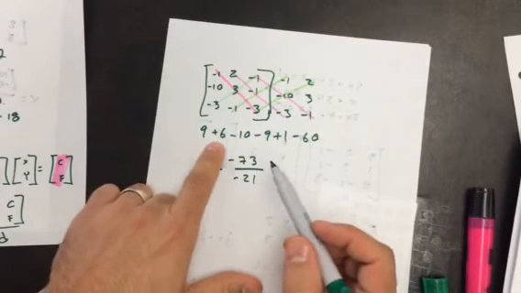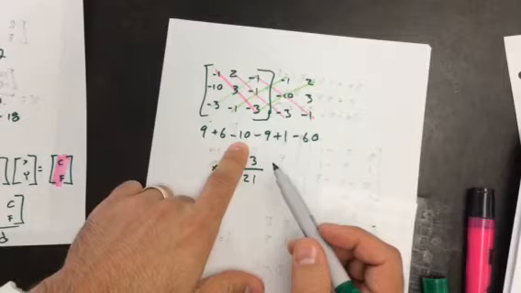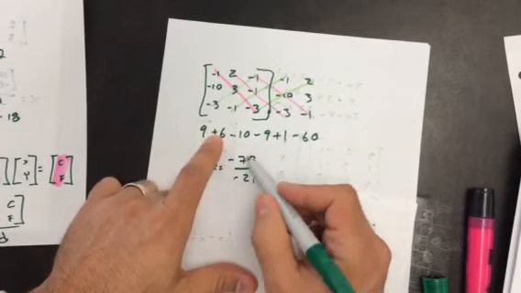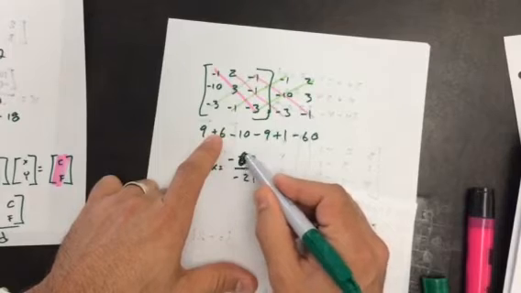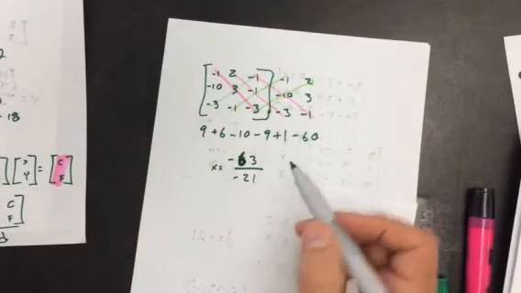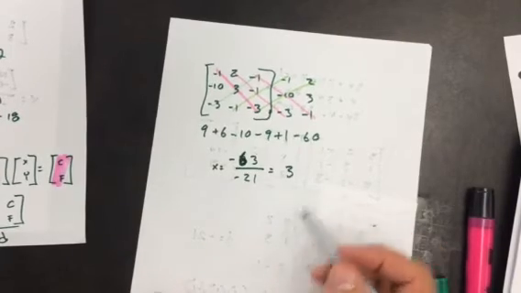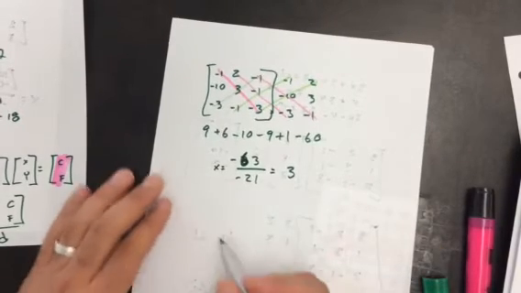Did I do that right? 15, 5, -4, -3, -63. Which that's going to equal 3. So x is 3. Now we're going to do the y.